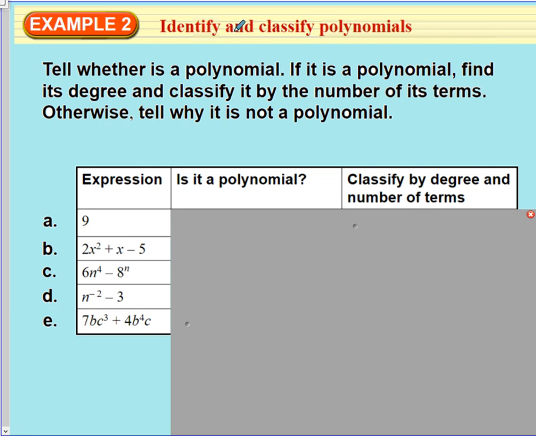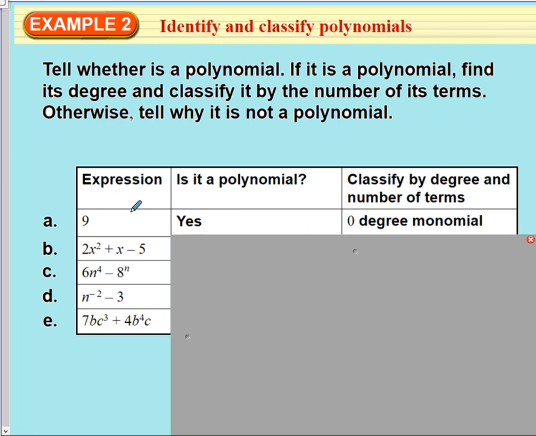All right, so let's go into one of the main parts of our lesson. We want to be able to identify and classify polynomials, whether or not a polynomial is in fact a polynomial. So it says tell whether it is a polynomial. If it is a polynomial, find its degree and classify it by the number of its terms. Okay. So our first expression is 9. Is this a polynomial? It actually is a polynomial. Okay. Because it has 0 degree and it's a monomial. Okay. It's still considered a monomial.